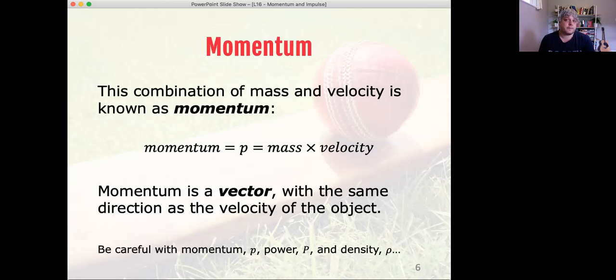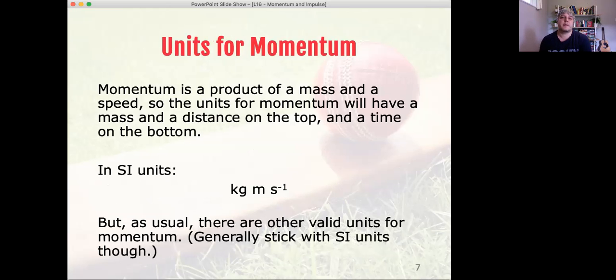Momentum is a vector. It is mass times velocity. Velocity is a vector, it has a direction, so momentum has the exact same direction as velocity, but the magnitude of momentum is determined by the mass times the velocity's magnitude. So mass times speed gives us magnitude, I should say, whereas the direction of the velocity is the direction of the momentum. There we go. Units for momentum, it is a mass times a speed, so it's kilograms times meters per second. That's it, kg m s to the negative 1.